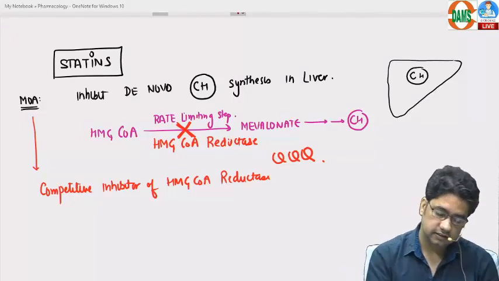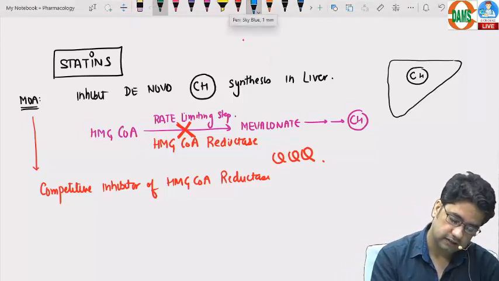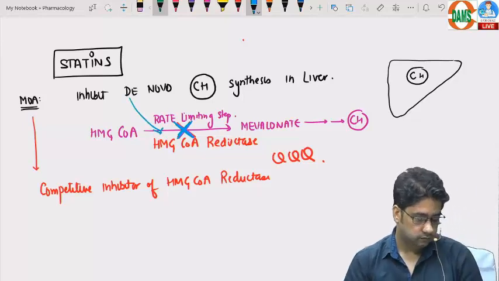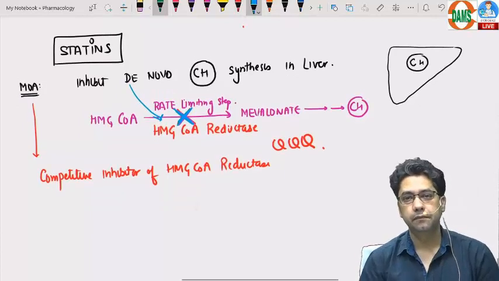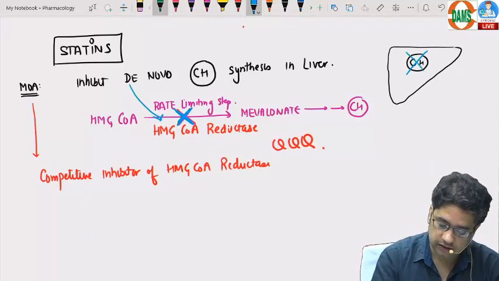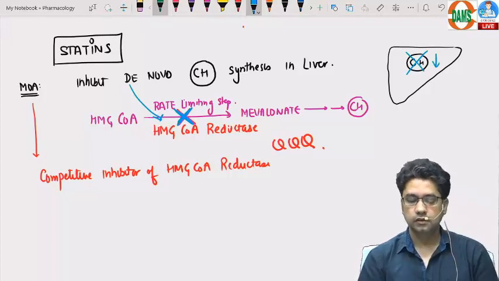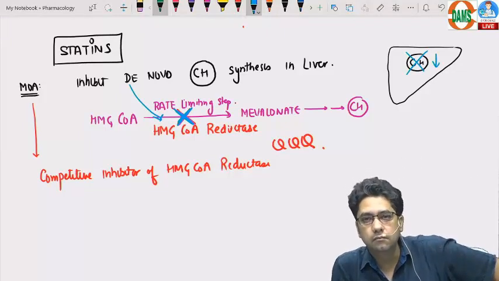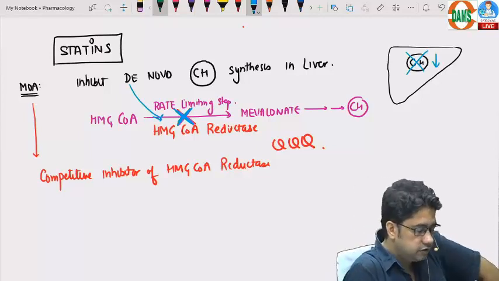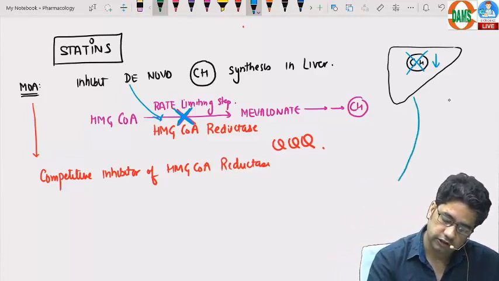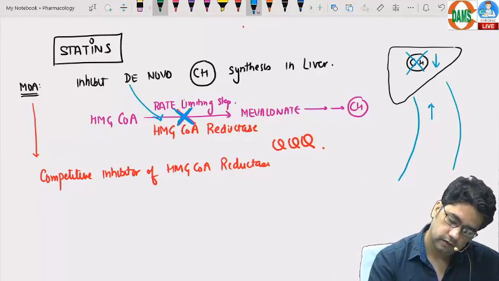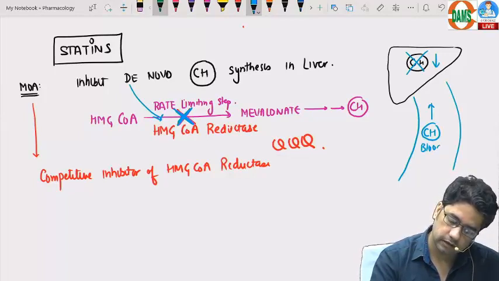Statins, they inhibit which enzyme? HMG-CoA reductase enzyme. Done? Now what will happen? Can we say cholesterol level in the liver will decrease? Liver में cholesterol का level कम हो जाएगा. Yes, level of cholesterol in liver will reduce. Now tell me, if liver needs cholesterol from the blood, it will now take cholesterol from the blood.